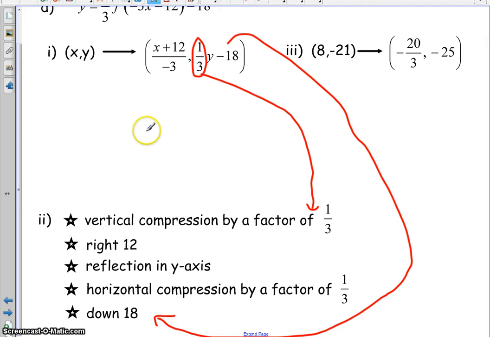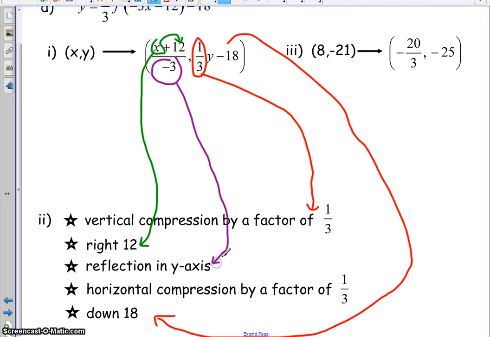Okay, for x, what's very important here is you see the first thing that happens to x is this plus 12, not the division by negative 3. So the x plus 12, the plus 12 tells you it's a shift to the right 12, and then you divide by negative 3, which gives you two different transformations: the reflection in the y-axis, and simultaneously the horizontal compression by a factor of 1 over 3.